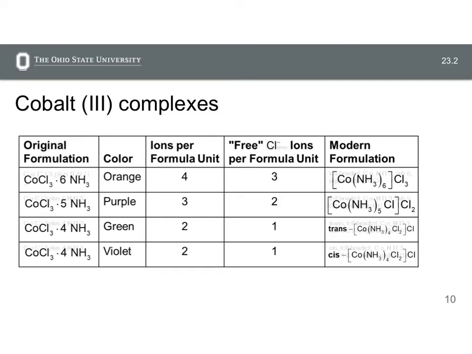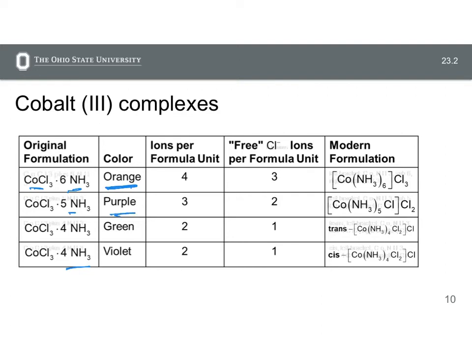Werner was studying these 4 cobalt complexes. What he would do is mix different ratios of cobalt chloride with ammonia and observe the color associated with those mixtures. If he did a mole-to-mole ratio of 6 ammonia to 1 cobalt chloride, he'd come up with a solution that was orange in color. If we reduced the amount of ammonia, he'd come up with a solution that was purple in color, and so on.